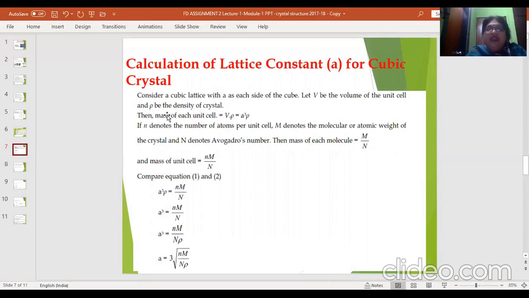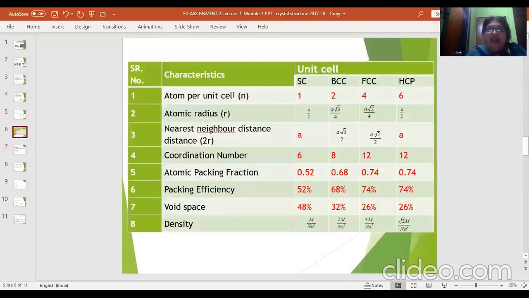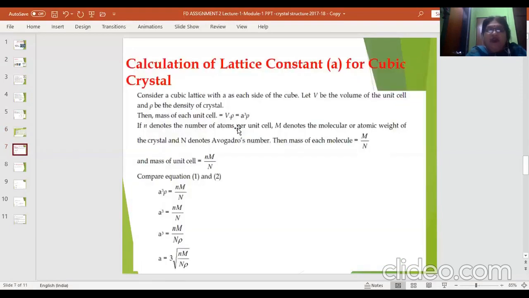Therefore, the mass of each unit cell will be very easy, because it will be nothing but volume into density, but volume is a cubed, so a cubed rho. Therefore, keep it as equation 1. Now, if small n denotes the number of atoms per unit cell, this small n is nothing but what we calculated in the previous slide. The small n for SC is 1, BCC 2, and FCC is 4. So this small n denotes the number of atoms per unit cell.